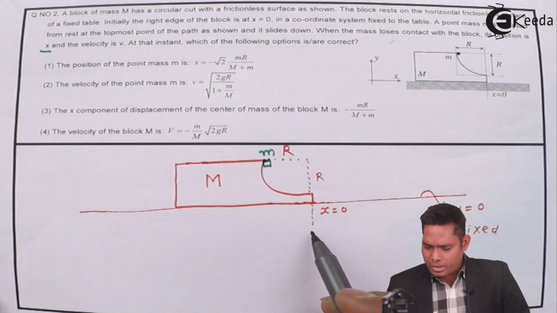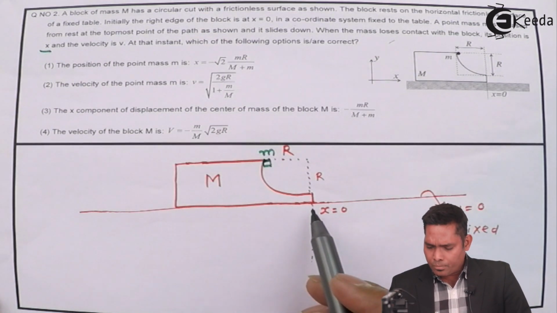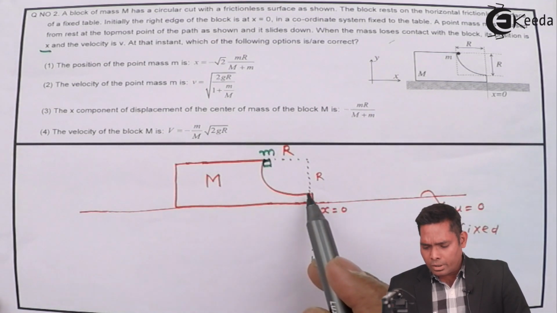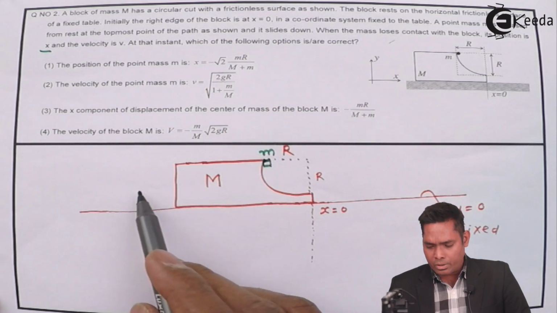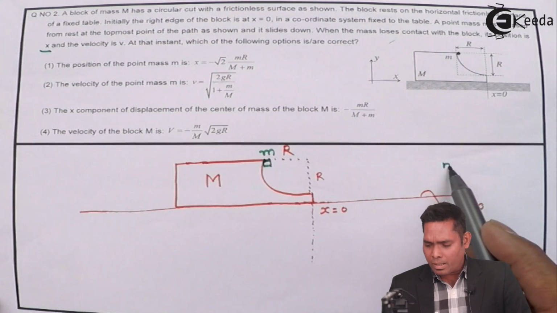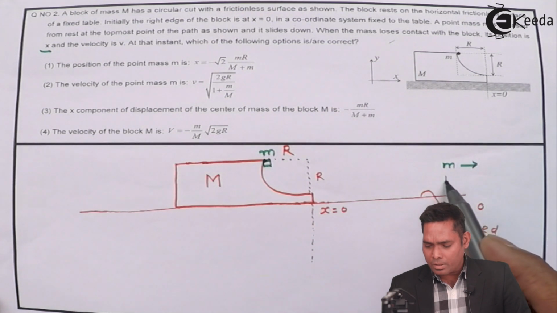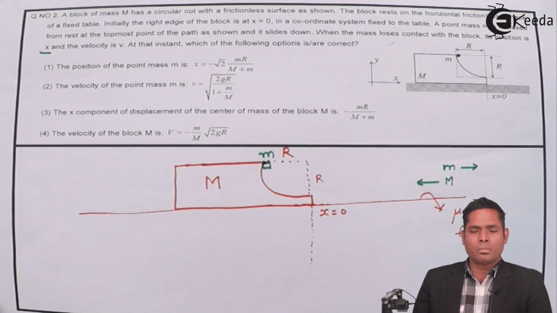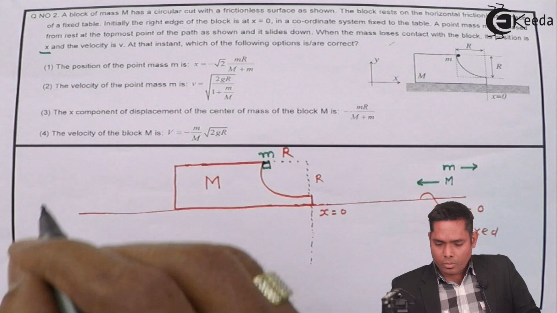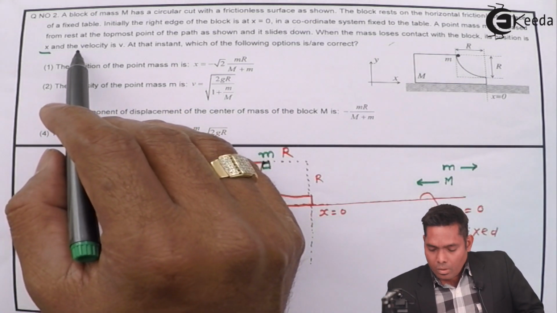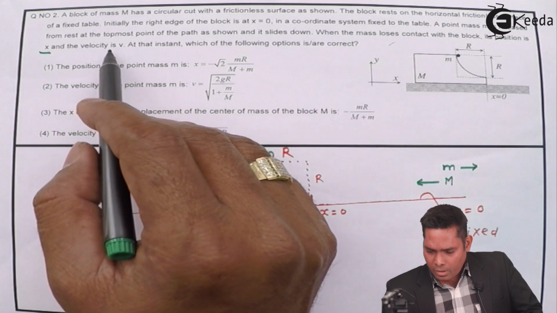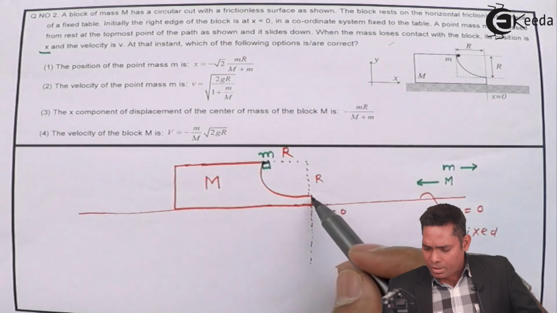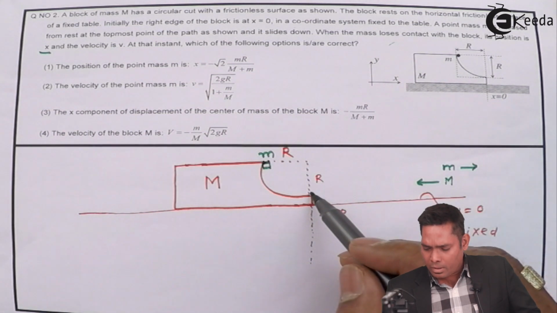So if this is the coordinate system, then as this small mass moves forward, this capital M, that is the block, will move in the backward direction, because the momentum has to remain the same. And the velocity is v. So the velocity of the mass while it leaves this point is v.